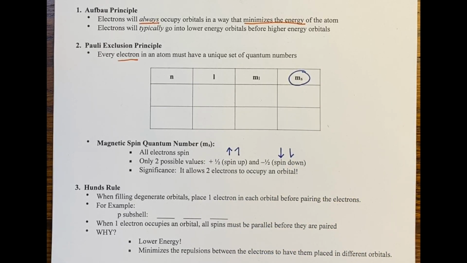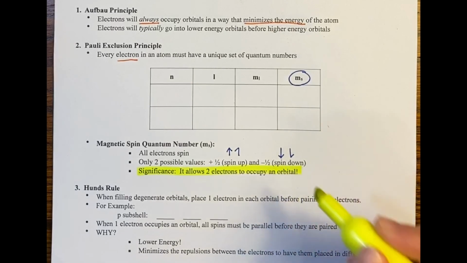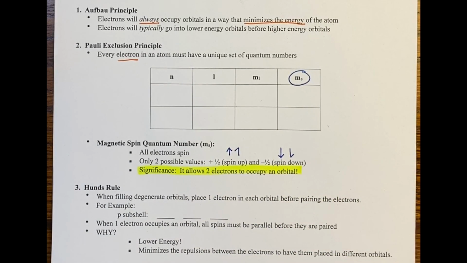It doesn't really matter which one you assign to a particular electron, as long as each electron in the orbital has one of the m sub s quantum numbers. The significance of the m sub s quantum number is that it is the reason that 2 electrons can occupy an orbital. Without that m sub s quantum number, our electrons do not have different quantum numbers.